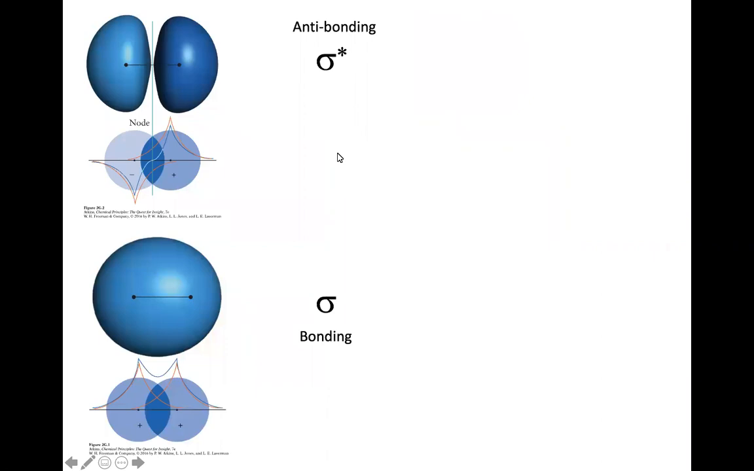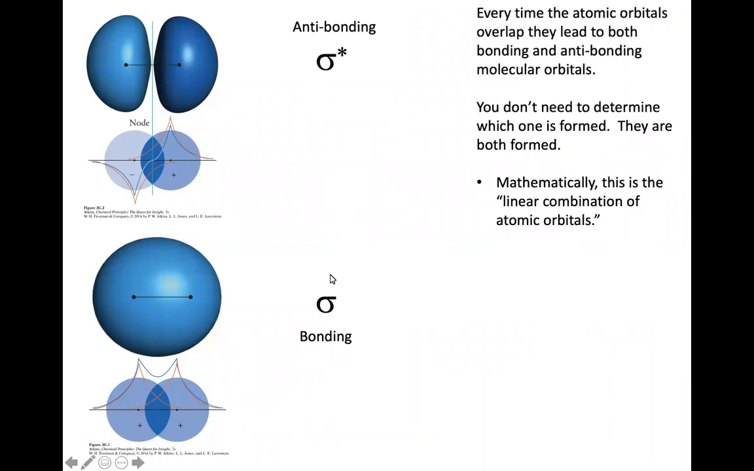So first of all, let's look at that idea on the shape. Here I show the construction of a bonding molecular orbital and an anti-bonding. They're both given the designation sigma. Every time we bring together the atomic orbitals that have the correct energy and the correct shape, every time that they overlap in molecular orbital theory, we're going to form both the bonding and the anti-bonding molecular orbitals at the same time. You don't have to say, well, which one of those forms? They both are formed at the same time.